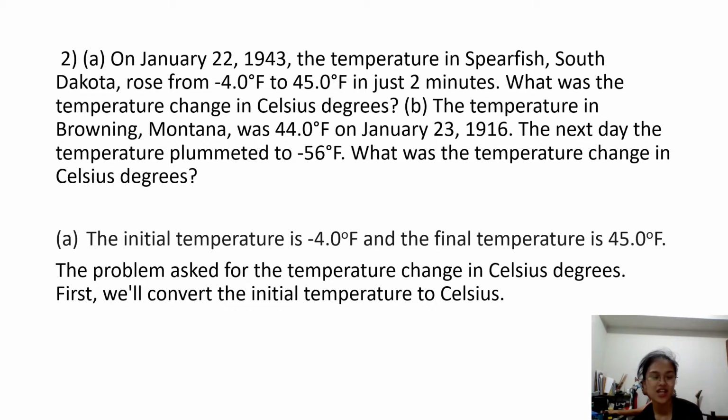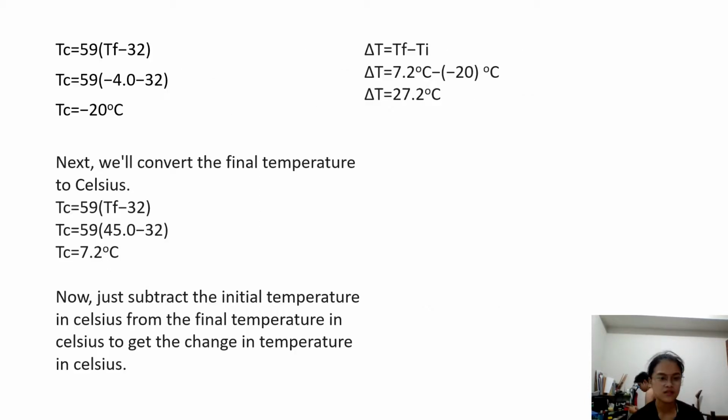So for A, the initial temperature is negative 4.0 degrees Fahrenheit and the final temperature is 45.0 degrees Fahrenheit, and we will be converting these temperatures into Celsius. To convert degrees Fahrenheit into degrees Celsius, we will be using the equation temperature in Celsius equals 5/9 multiplied by the temperature in Fahrenheit minus 32.